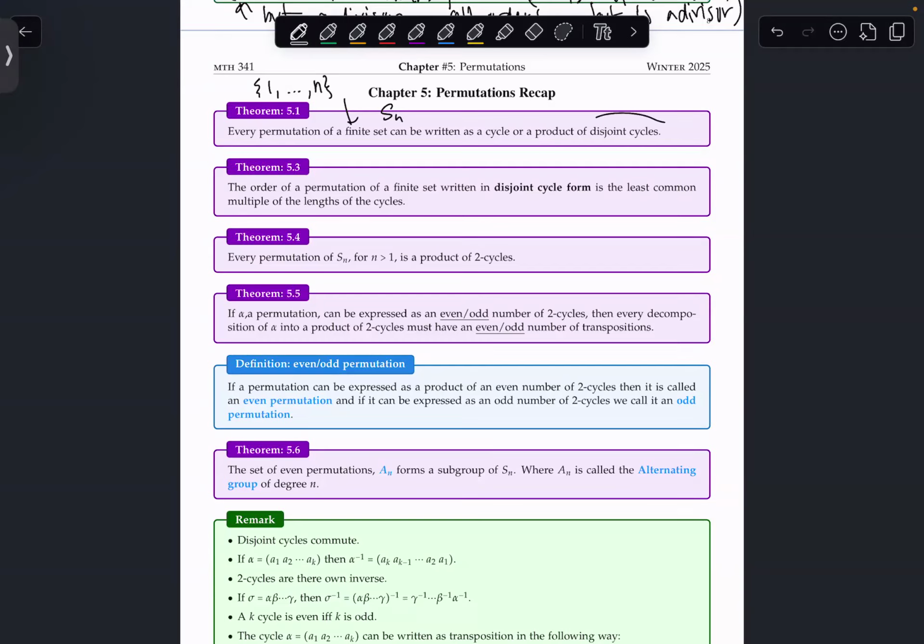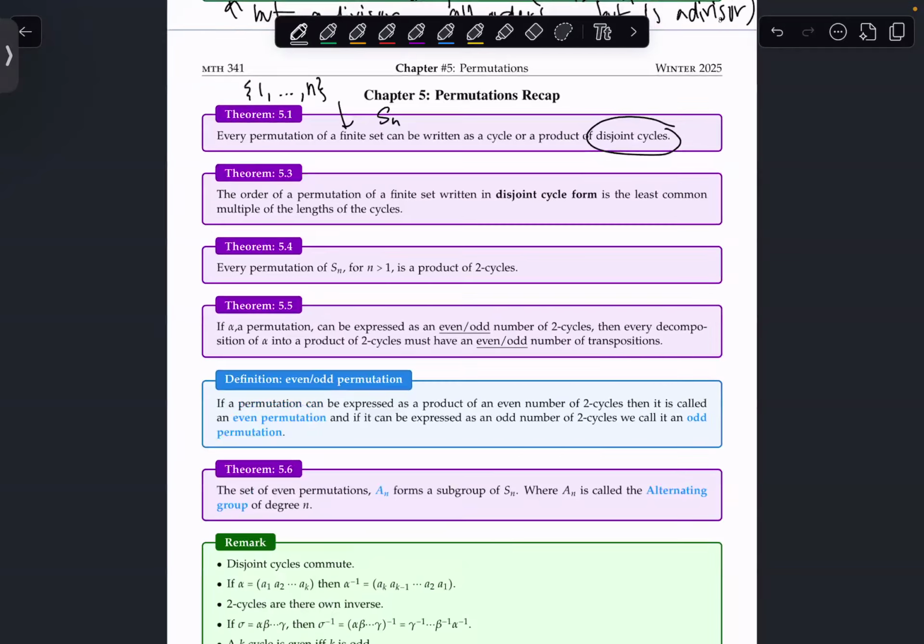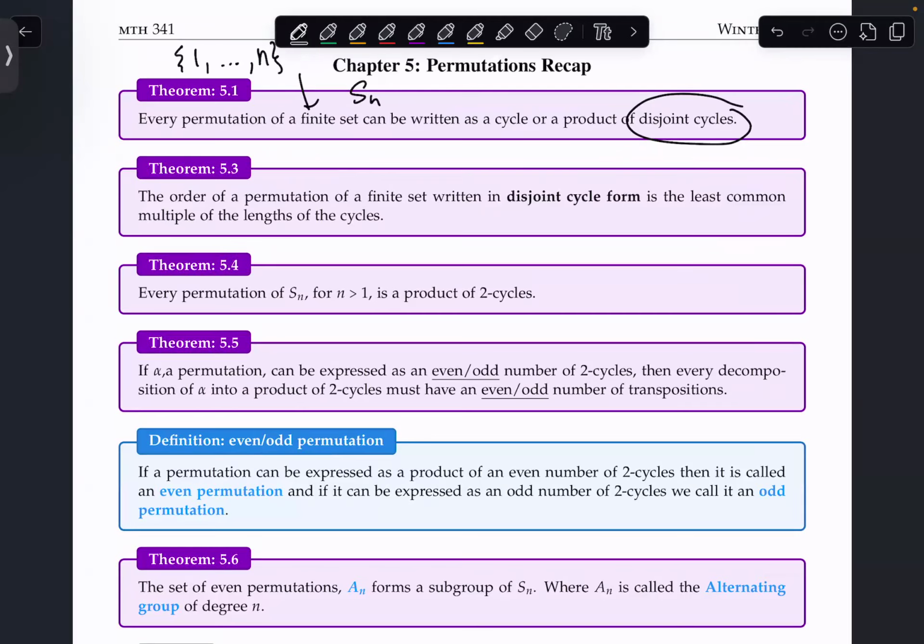Being able to write things in disjoint cycles is going to give us the most amount of information about their orders, about their inverses, and about how to write them as products of 2-cycles as well, which can be really helpful here. And we saw that if I have a product of disjoint cycles, I just take the LCM of the lengths of each one of those, and that gives me back the order of the product itself. But if it's not in disjoint form, we actually saw an example where that's going to give you the wrong answer. So writing it in disjoint form is going to give you the most amount of information. You want to feel comfortable being able to write it in disjoint form.